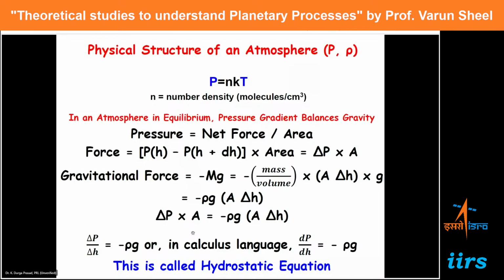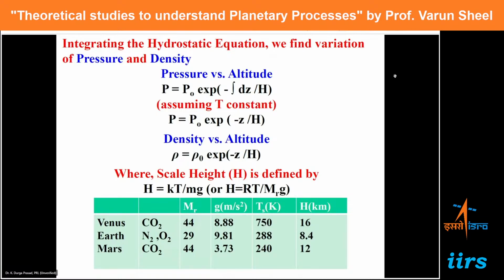This is the fundamental and first basic mathematical formulation, or equation, that governs the physical structure of an atmosphere. In this hydrostatic equation there are two parameters, one is the pressure, another is the height. So how does the pressure change with altitude?